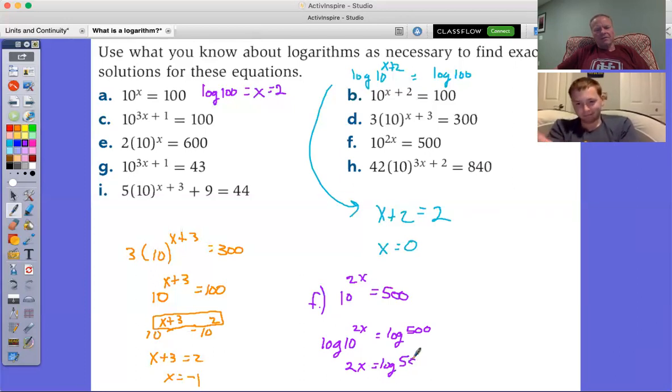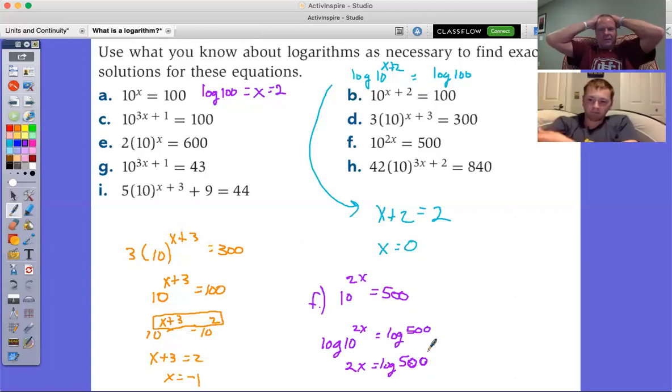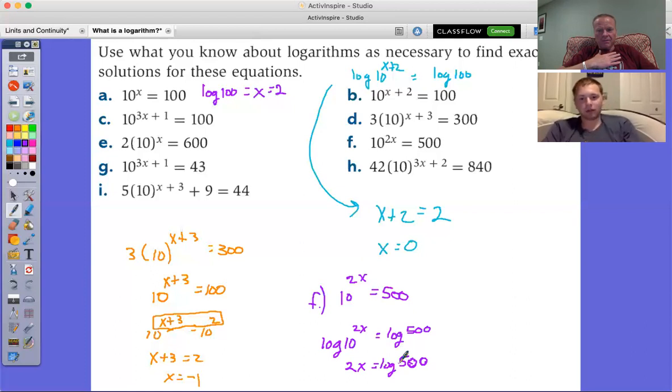Now the log of 500. If I think about that, the log of 100 is 2, and the log of 1,000 is 3. 500 is between 100 and 1,000, so it's got to be between 2 and 3, right? But how do I know? Your gut would say it's not halfway, but it's pretty close to halfway between 100 and 1,000, so it's got to be close to 2.5.